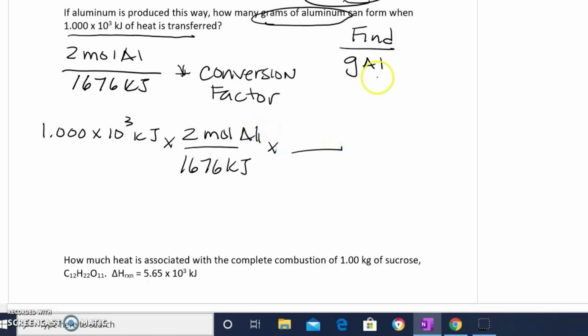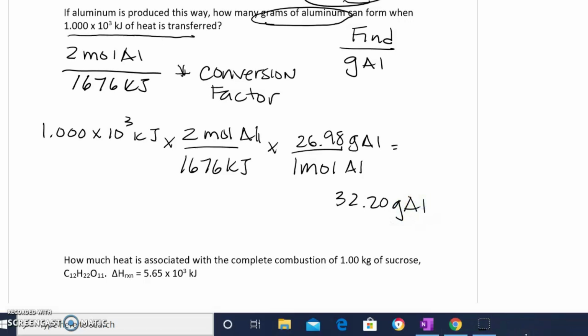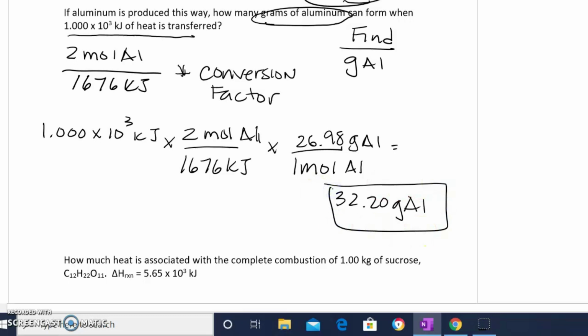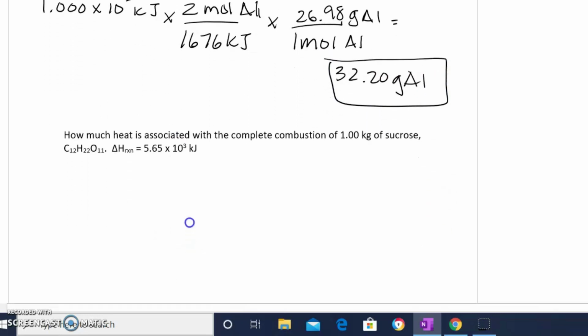And now we know we want to find grams. Well, we can simply use the molar mass. In 1 mole of aluminum, we have 26.98 grams of aluminum. So we get a total of 32.20 grams of aluminum. Now let's look at sig figs here. So we've got 4, 4, 4, so 4 is good. Okay, so that's one example.